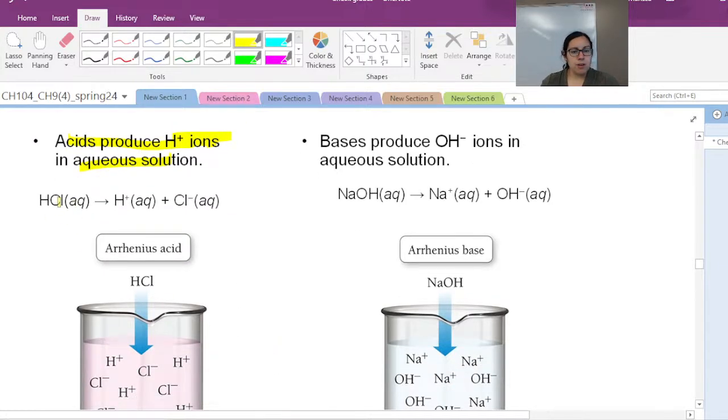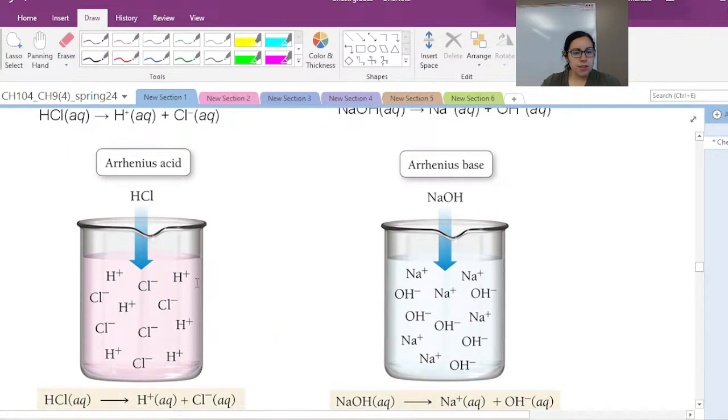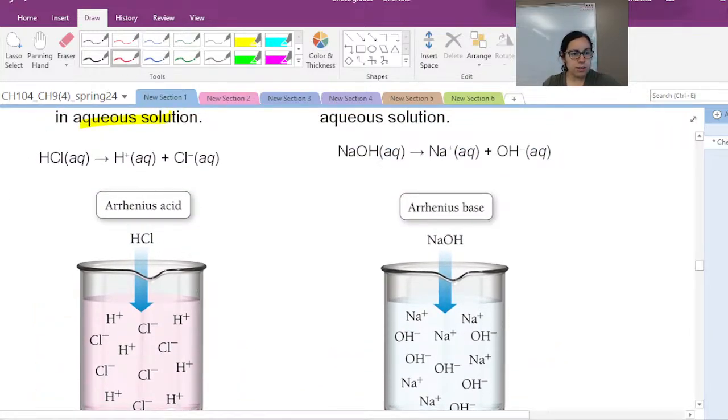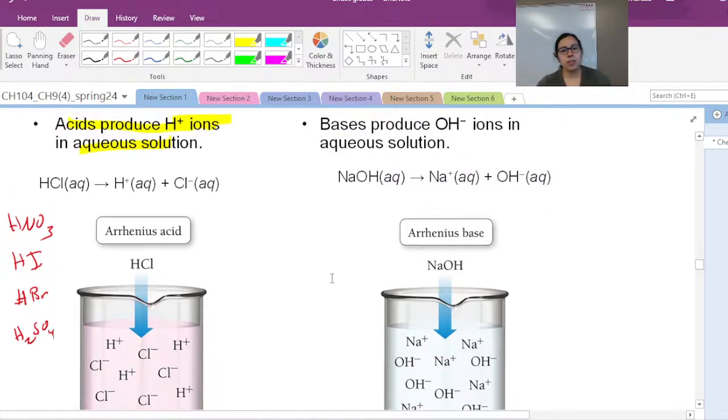And so we can have our HCl disassociating. We can see how our other acids fall into that, right? Nitric acid, hydroiodic, hydrobromic, all those disassociate and clearly make H plus ions in solution.